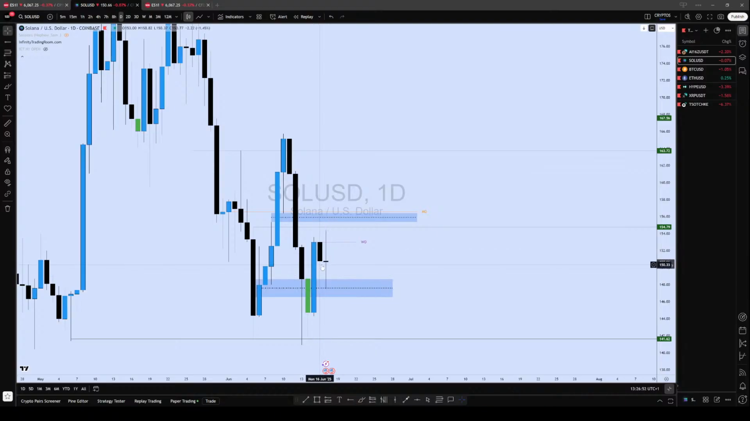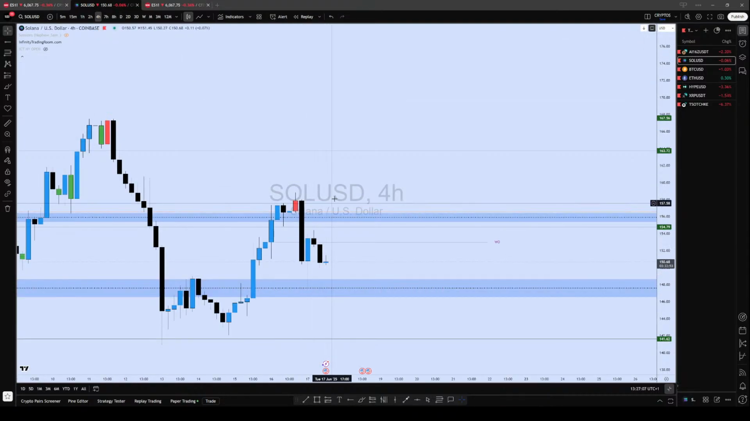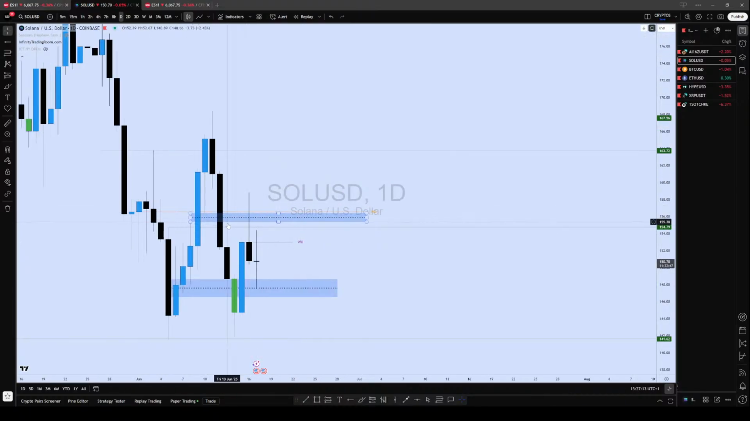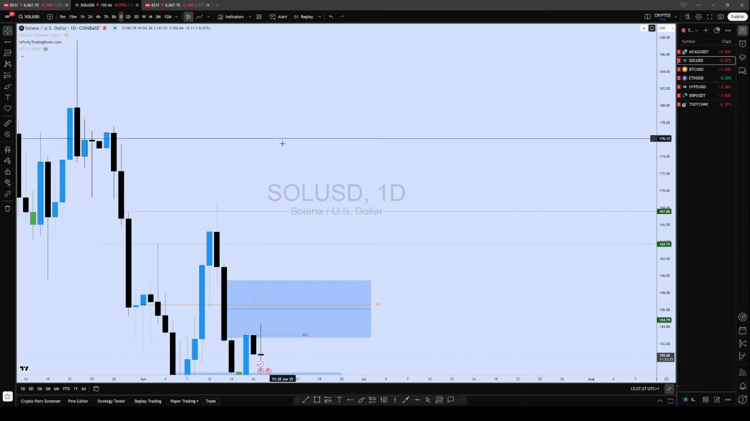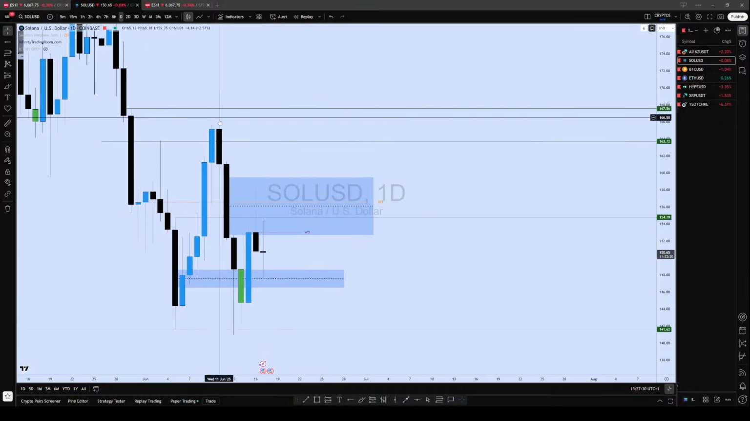Solana pulled back into this order block. This might have been the best one if you were looking to trade, because we had an imbalance. We traded through this imbalance, so that would have been a good day trade buy in here. But long term, they need to close above this big one, and then we can expect price to continue going higher. If we don't, we might stay in a consolidation, so be mindful.